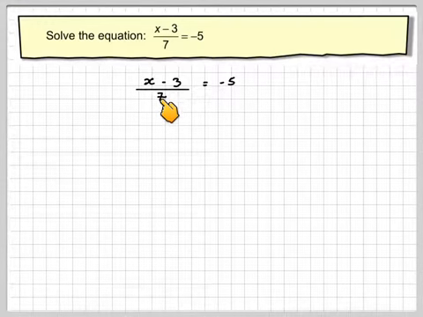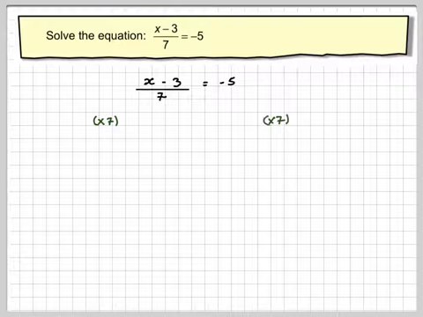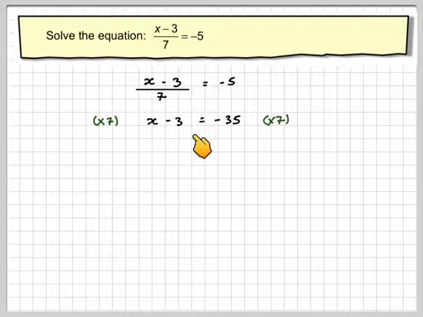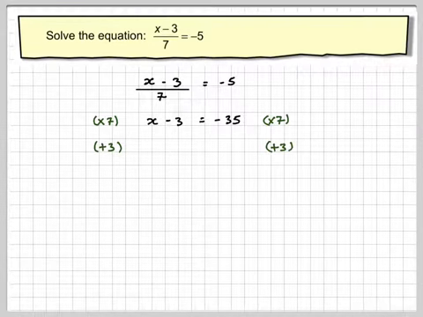So the opposite of dividing by 7 is to multiply by 7. So if we do that to this side, we're going to get x minus 3, and then minus 5 times 7 gives minus 35. Then all we've got to do is the opposite of taking away 3, which is to add 3 to both sides.